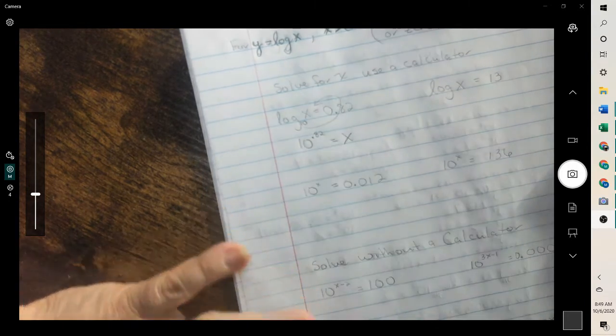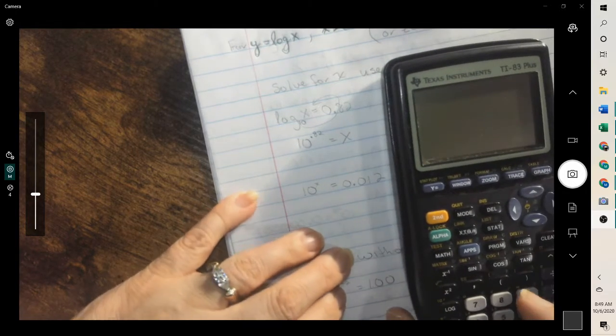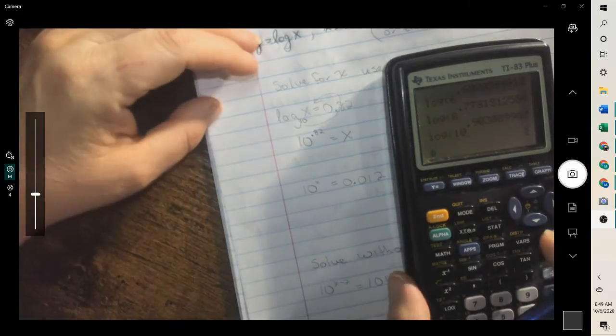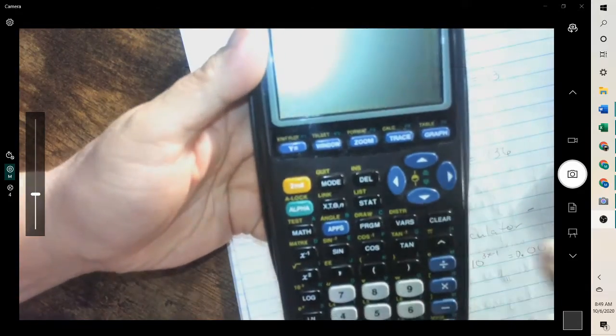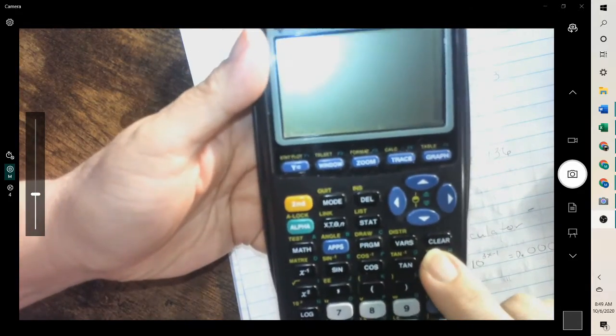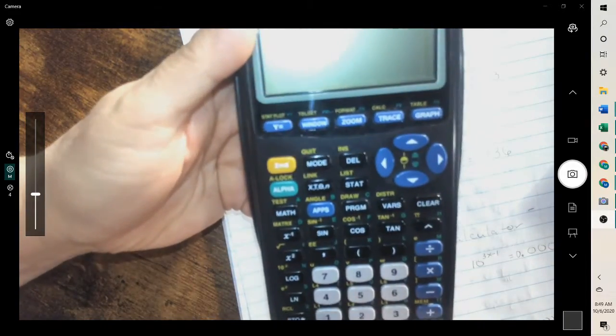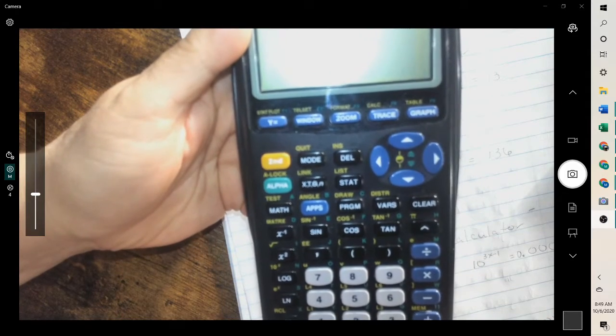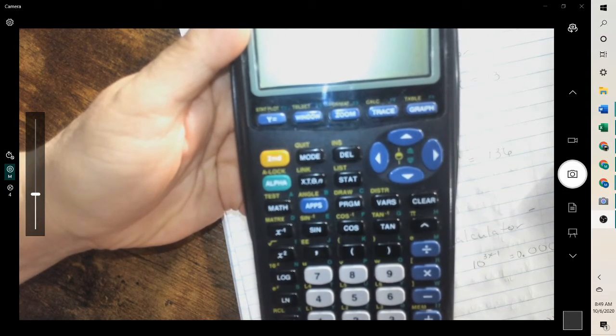And then we can plug that in our calculator. Depending on your calculator, there are different ways of plugging it in, but mine is 10 and I use the caret, and it was 0.82. We get 6.6. I'm going to just round to the tenth.